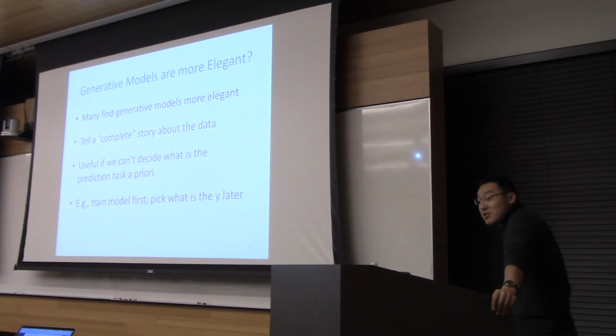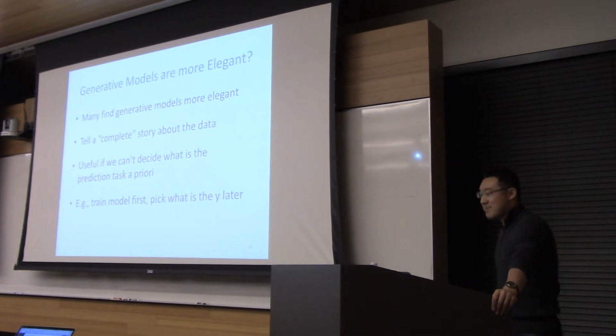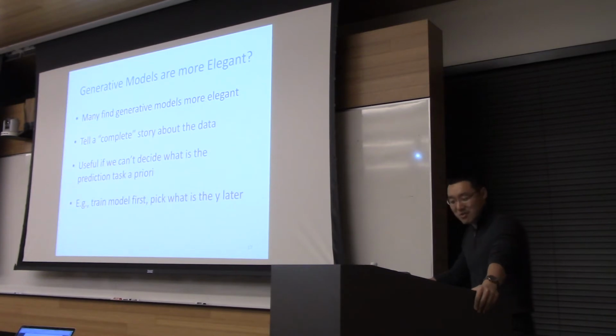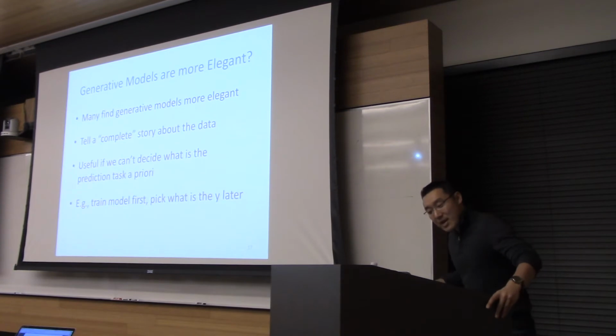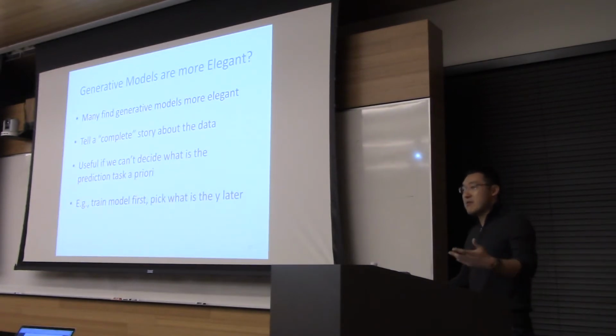Many people in the machine learning community find generative models more elegant. They specify a complete description of the universe that you're trying to model. I have mixed feelings about this viewpoint, but in some ways they tell a more complete story about the data, and this is very useful if you cannot decide what you want to do with the model a priori. If you want to learn a model that you can then query.